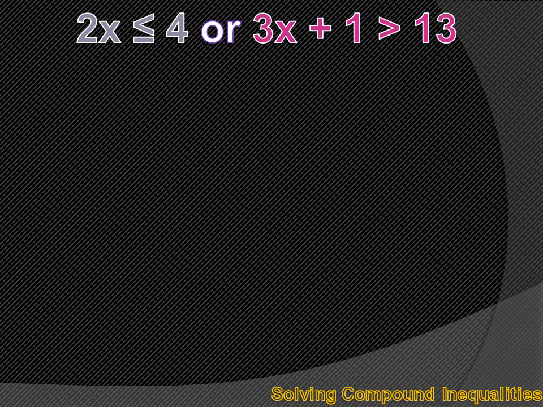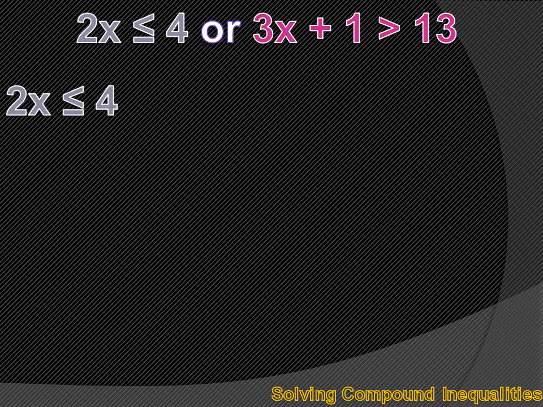Here's a compound inequality that's separated with an or. So x can either satisfy the left or the right inequality. It doesn't have to satisfy both. Well, how would I solve this for x? It's really easy. I just solve each of the two inequalities independently and then bring them back together again.